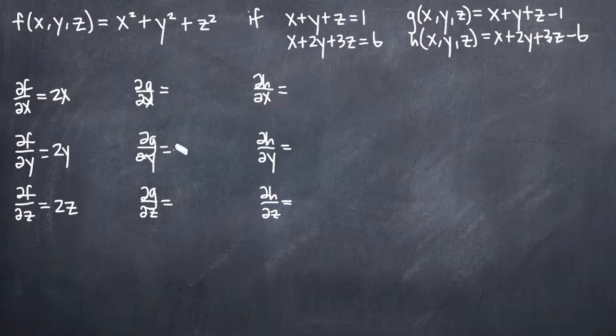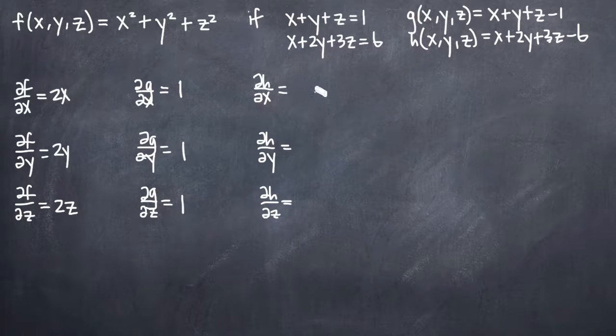Now we're looking for the partial derivatives of g with respect to x, y, and z. So again, treating y and z as constants, the derivative of x is just 1. The derivative of y will be 0, z will be 0, and of course the constant -1 will be 0. And when we apply that to the partial derivative of g with respect to y, we again get 1 because x will be 0, y will be 1, z is 0, and again the constant is 0. And of course we get the same thing for z.